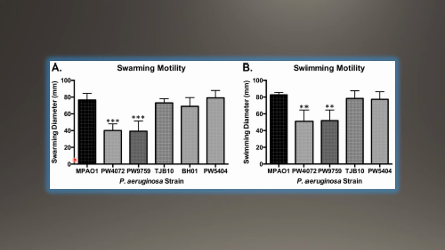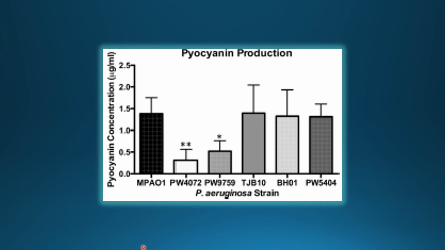They also did measure twitching motility, however, there was no difference found between the mutant strains that had the defect in the gshA gene versus the wild type. So the third figure shows that the gshA transposon mutants, PW4072 and PW9759, were deficient in pyocyanin production compared to the wild type. And this PW5404 strain that you see is a control strain.